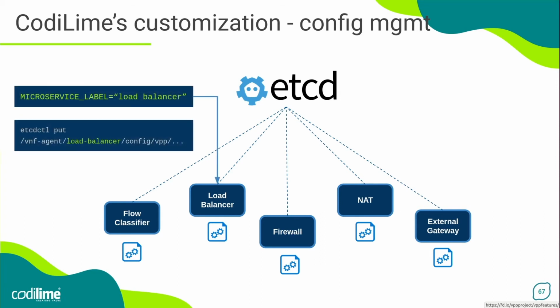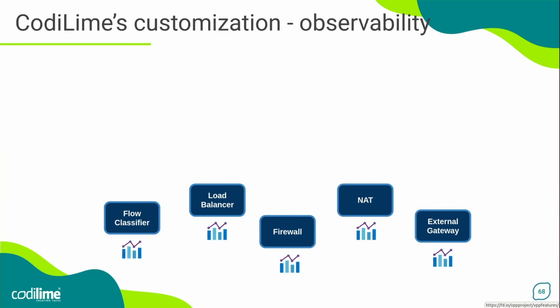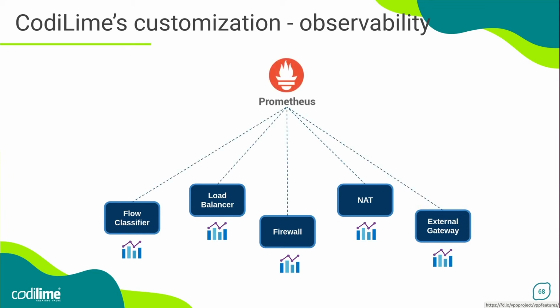We only use one etcd entity in our setup. The configurations addressed for individual CNFs are distinguished by the so-called microservice label, whose value is set in the Kubernetes manifest file for each CNF deployment. Also, we re-enabled the telemetry plugin for each CNF because we want to provide observability in our setup for all CNFs. We do this using Prometheus, which gets various types of metrics provided by the CNFs. Then they can be visualized in Grafana.